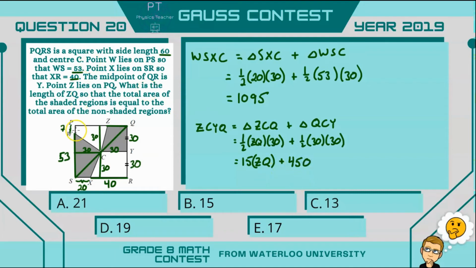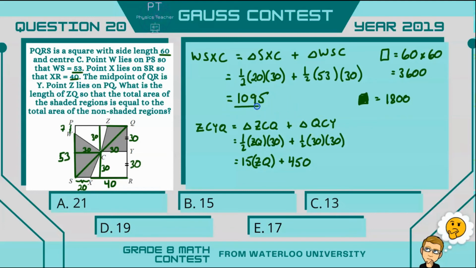Now, this whole square, PSRQ, since it has side length 60, we can say the area of this whole square is just going to be length times width, or 60 times 60, and that's going to give us 3,600. Now, if the areas of the shaded regions are equal to the area of the non-shaded regions, then they would each compose half of this. So the area of the shaded regions would then be half of this, which is 1,800. And similarly, the area of the non-shaded regions would also be 1800.